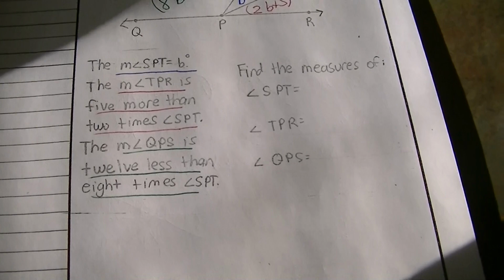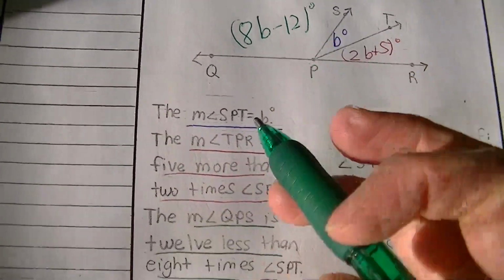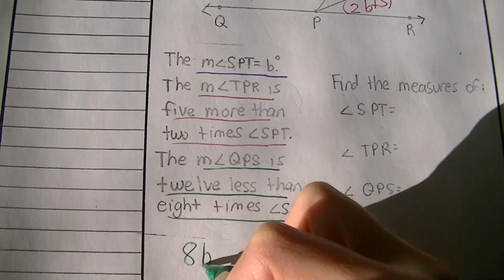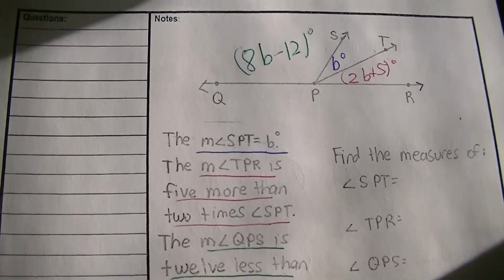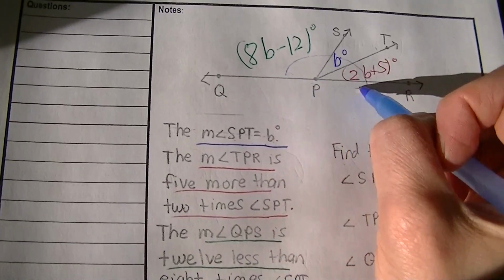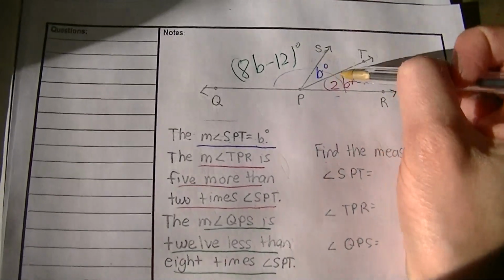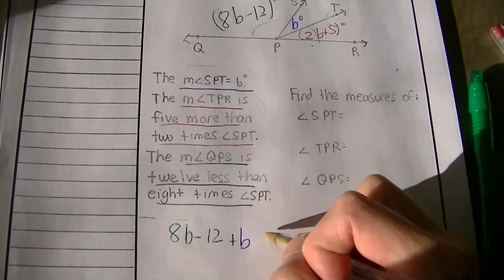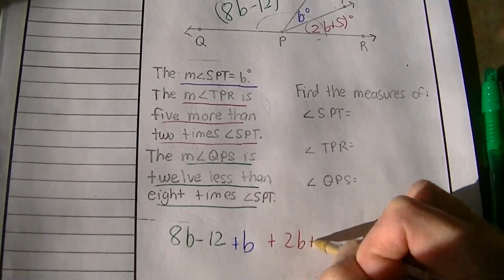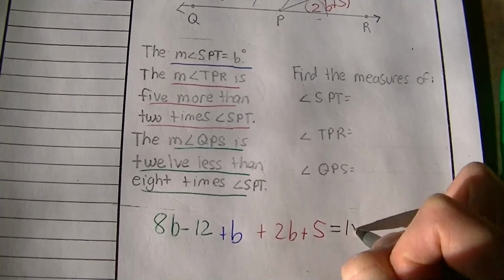Well, I would love for you to set up an equation. So this right here is 8B minus 12. And then I got to add to it this B, because remember their sum right here is going to be 180 degrees. They're angles on a line. So plus B. And then after that, I got to add this angle right there, which was labeled by 2B plus 5. And if you remember, angles on a line have a sum of 180 degrees.